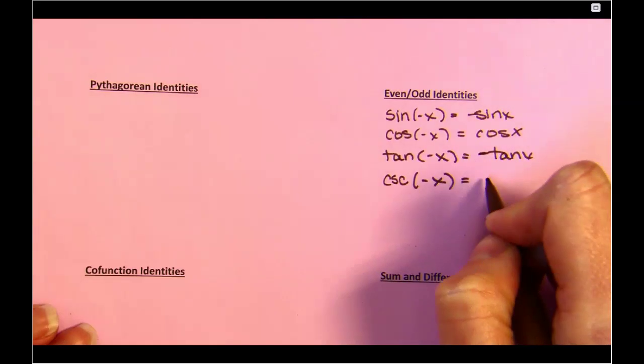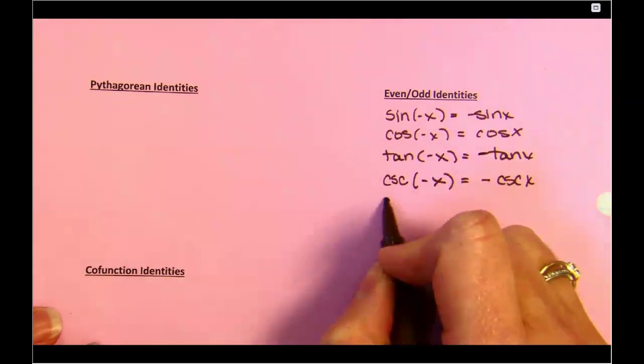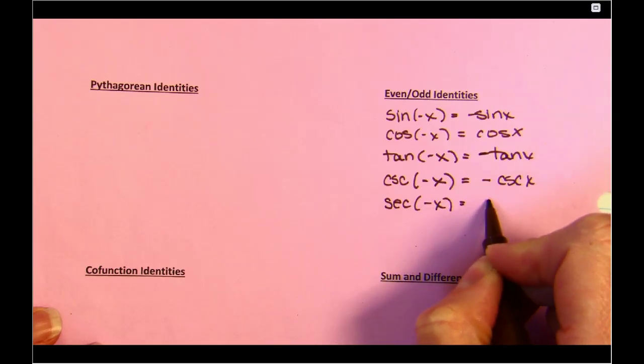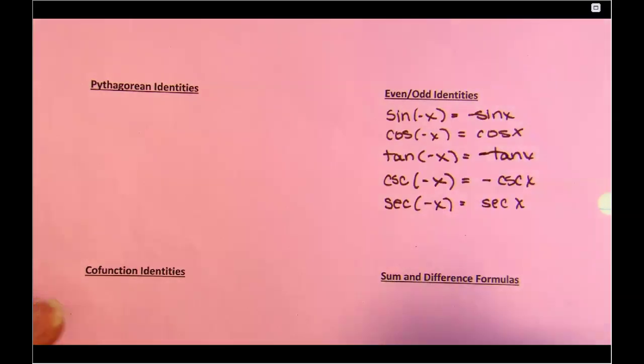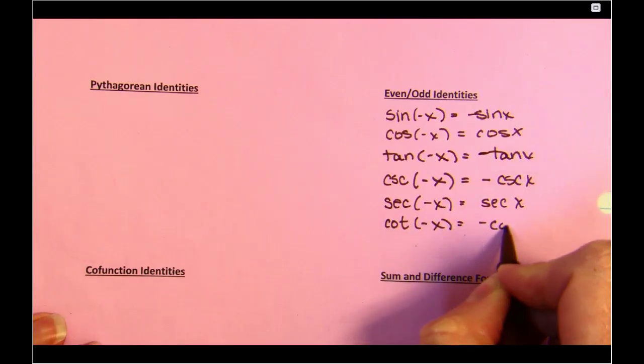Cosecant of negative x is negative cosecant x. Secant of negative x is secant of positive x. And cotangent of negative x is negative cotangent x.